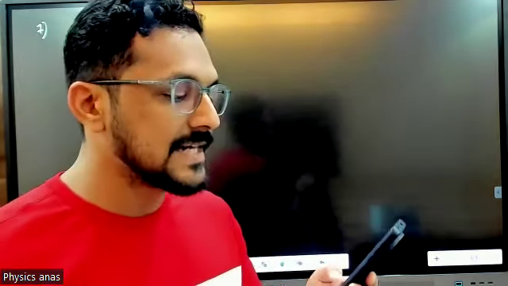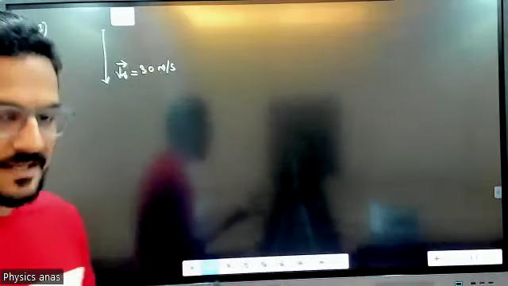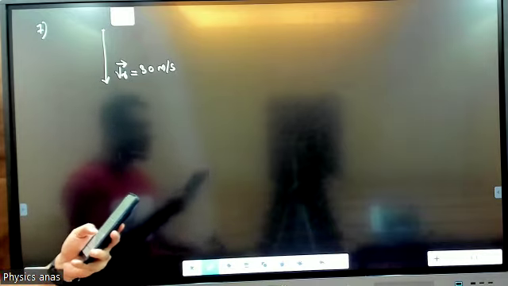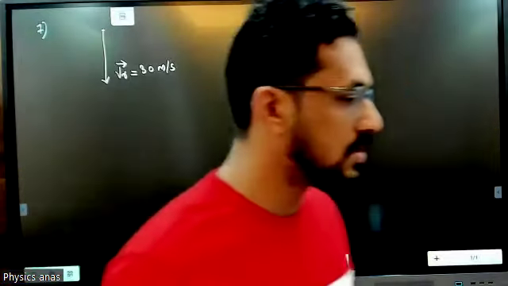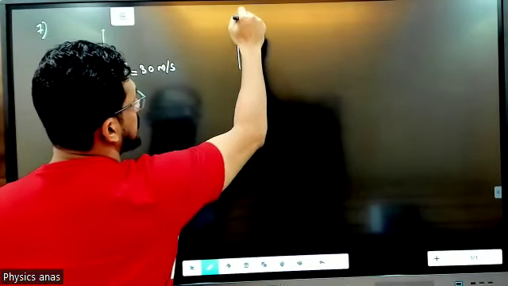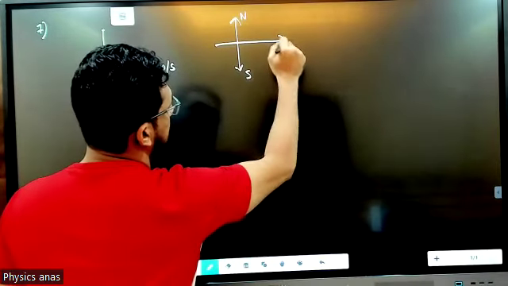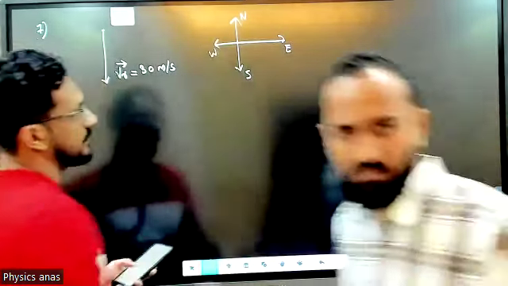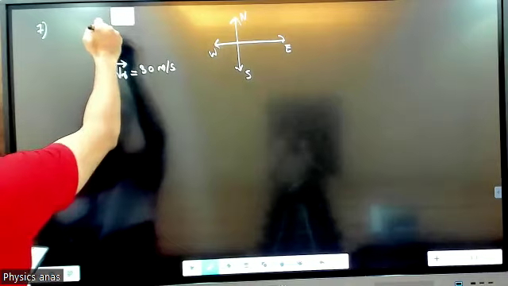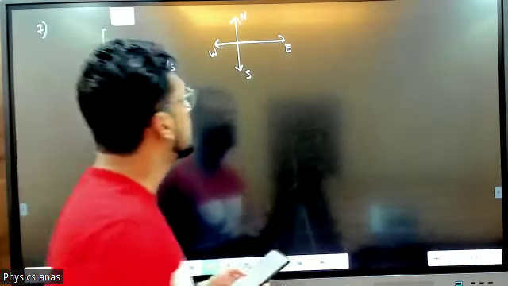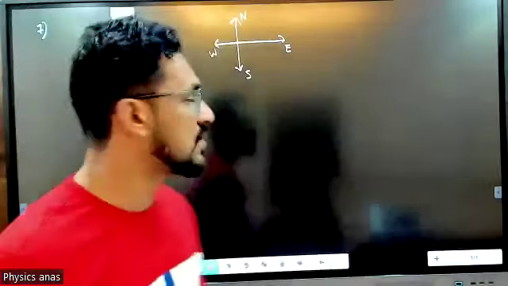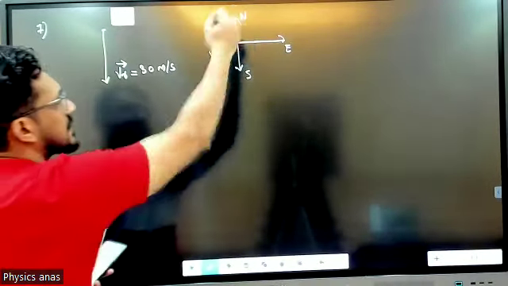And a woman rides a bicycle with a speed of 10 meters per second in the north to south direction. Usually we are giving the direction like this. This is north, this is south, and this is east, west. Right? But in this case, they are saying north to south direction. So I am taking note of this convention.